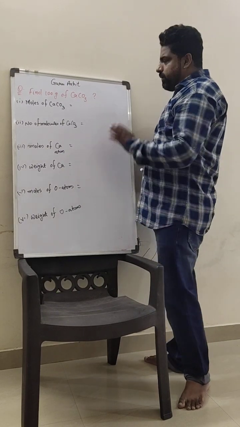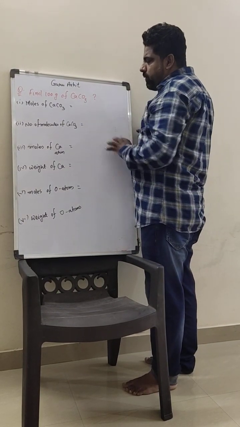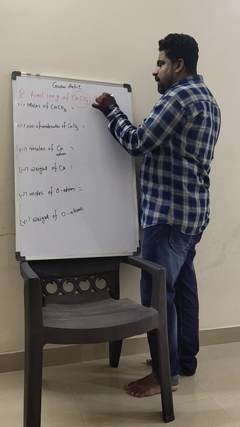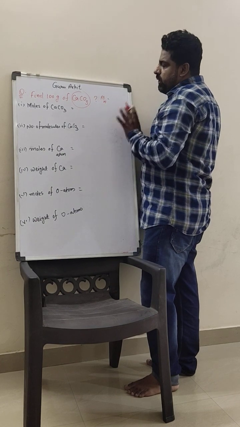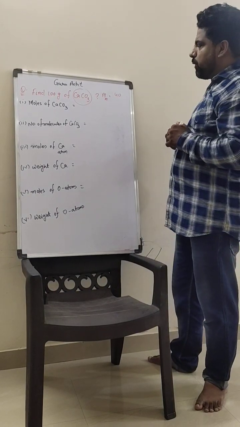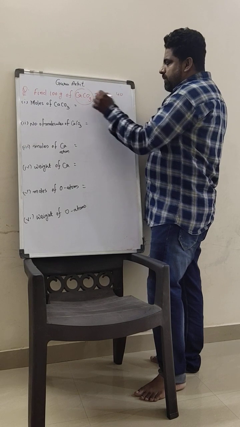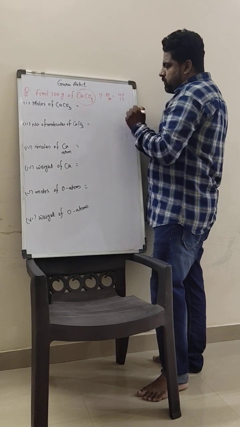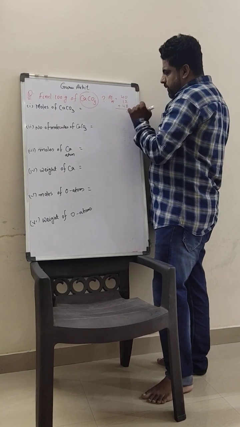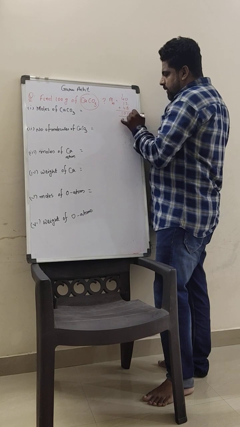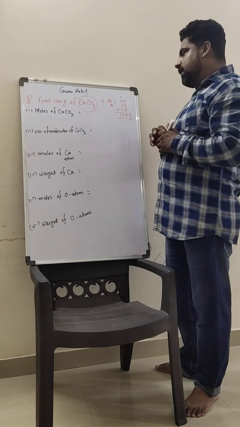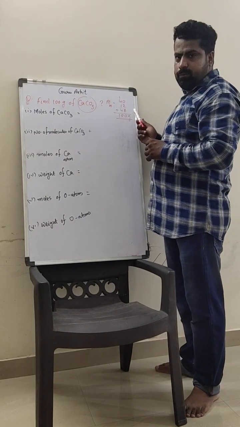For finding the individual values, you need to calculate for the whole molecule first. So the whole molecule's molar mass is: the mass of calcium, which is 40. 20 is the atomic number, and 20 neutrons consist in the calcium atom. Then carbon, which is 12, and 3 oxygen atoms, which is 48. After adding, you will get 100. So 100 gram is the molar mass of calcium carbonate. 1 mole mass of calcium carbonate is 100 gram.